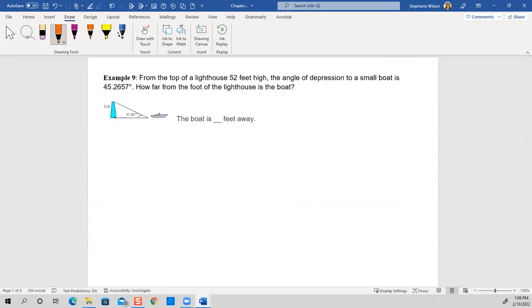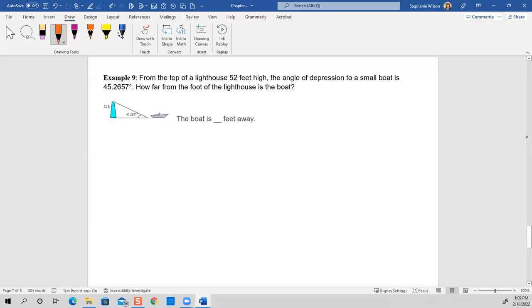All right, moving on. From the top of a lighthouse, 52 feet high, the angle of depression to a small boat is 45.2657 degrees. How far from the foot of the lighthouse is the boat? So we want to determine how far away the boat is from the foot of the lighthouse.